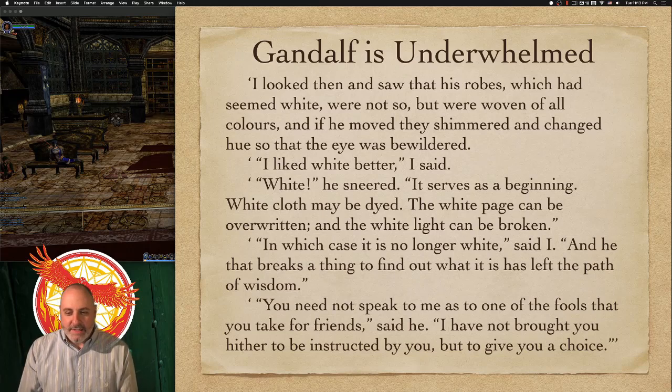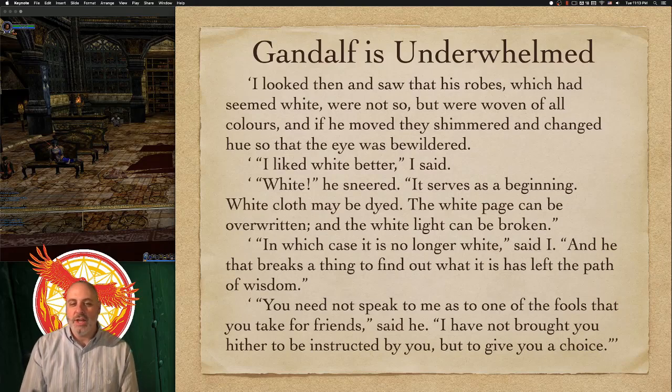Well, let's come back to that in a second. Let's come to that in due time here. His robes, which had seemed white, were not so, but were woven of all colors, and if he moved, they shimmered and changed hue, so that the eye was bewildered.